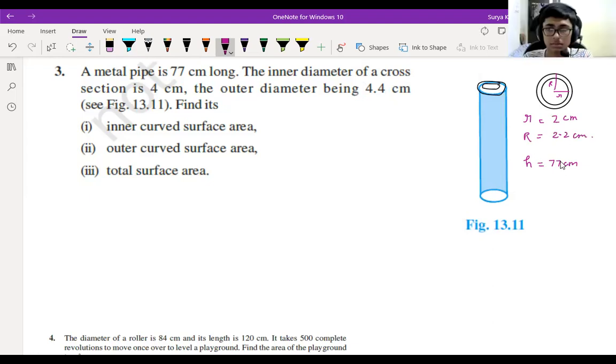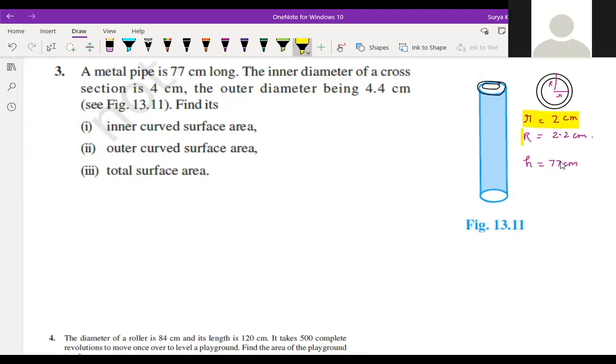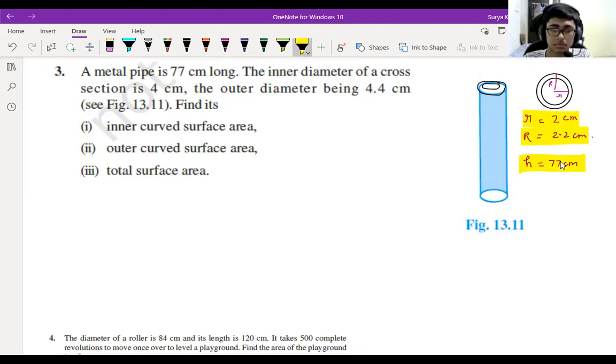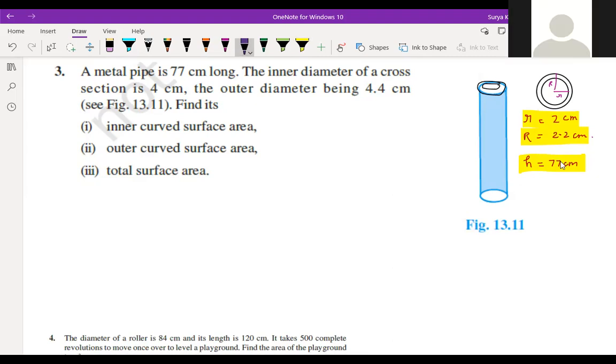Yes, sir. So these three things are clear to you or not? r, capital R, and h. This part is clear to everyone or not? Yes, sir. So inner curved surface area, children, inner curved surface area. It means that we are not bothering about capital R. Only this inside part, that we should find. So curved surface area is 2 pi r h. Clear?